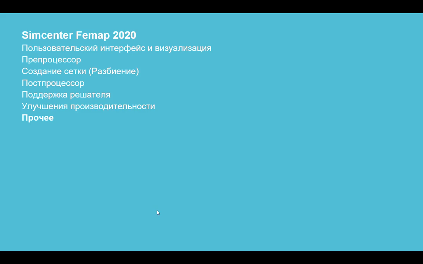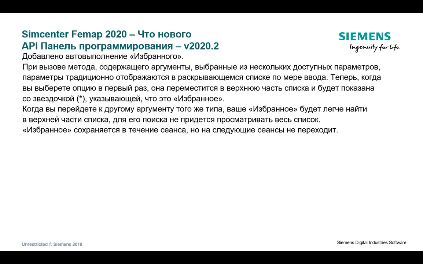Finally, we're going to talk about some miscellaneous improvements and additions that have been made in 2020.1 and 2020.2. The first thing we're going to talk about is the API programming pane. So we added auto completion favorites. So when you're calling a method that contains arguments that are chosen from a number of available options, these options have traditionally been shown in a drop-down list as you type.